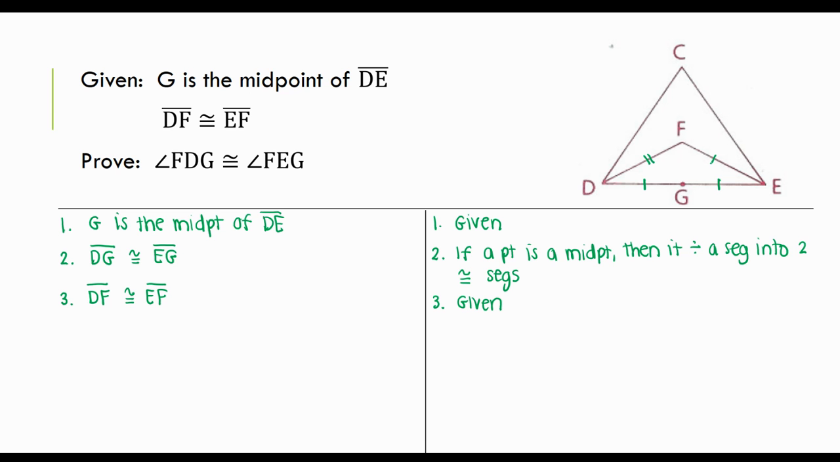So DF and EF, I'm going to give 2 tick marks. All right, that's all that I can state there. We are trying to prove that the angle FDG, which is this angle right here, is congruent to the angle FEG, which is this angle right here. So in order for that to happen, we are going to have to get congruent triangles first.